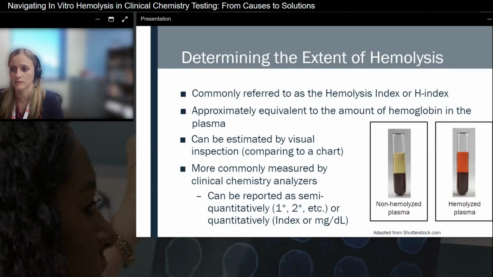Historically, the extent of hemolysis has been estimated by a visual check. So the plasma specimen would be compared to a chart, and then the extent of hemolysis would be estimated based on a chart. More commonly today, the extent of hemolysis is measured spectrophotometrically on analyzers and reported out either semi-quantitatively or quantitatively. The reported value is referred to as the hemolysis index or the H index. It is approximately proportional to the amount of hemoglobin in the plasma specimen.